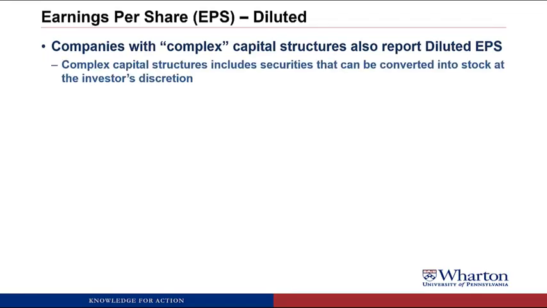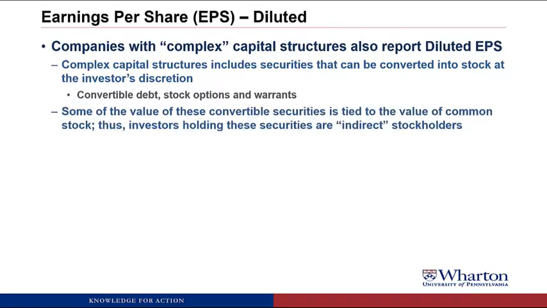So what does a complex capital structure mean? It means that there are securities that can be converted into shares of common stock at the investor's discretion. This would include things like convertible debt, where an investor holds debt but has the option to convert that into shares of stock, or stock options and warrants. A warrant is another form of stock option, but this gives the holder the ability to convert that into new shares of stock.